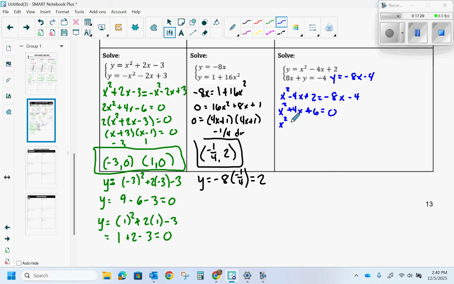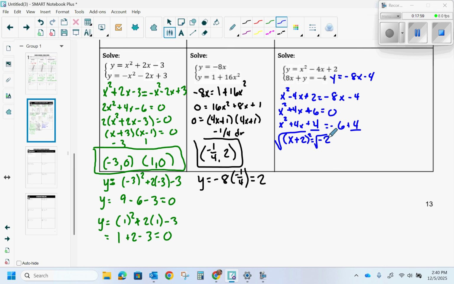So I'm going to kick the 6 to the other side, so subtract 6. And remember, completing the square, we're going to take half of 4 and square it. So half of 4 is 2. 2 squared is 4. Make sure you add that to both sides. We have x plus 2, quantity squared, equals negative 2. And I'm going to take the square root.